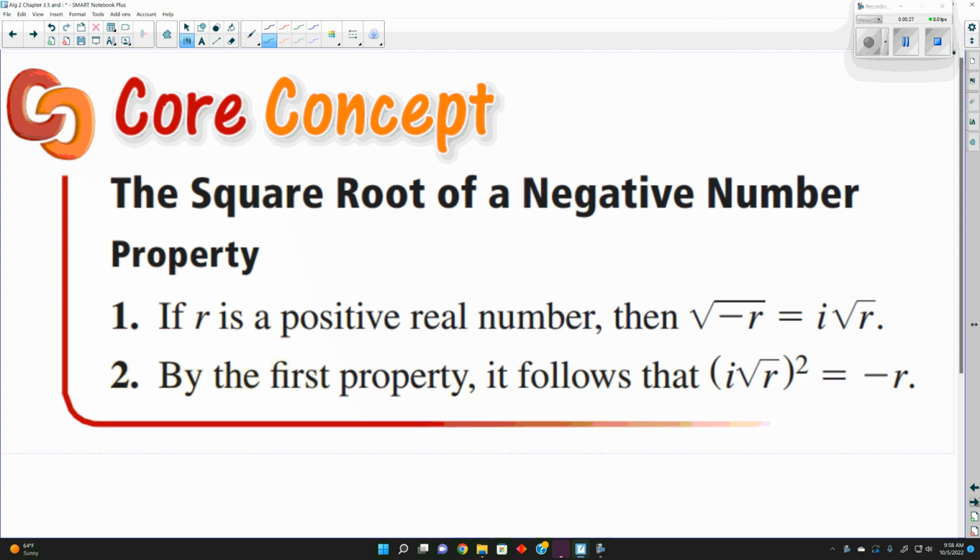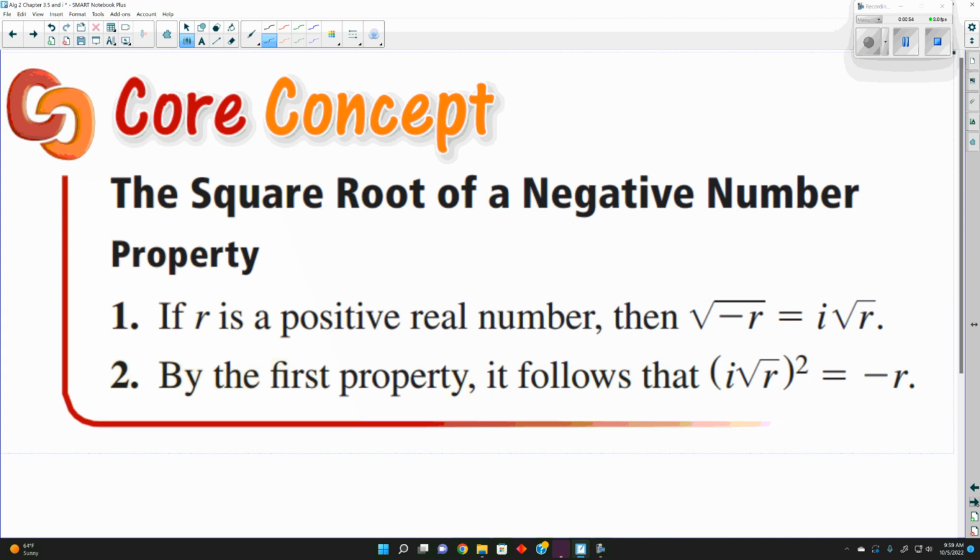This is the first thing we're going to look at. And again, I need to start getting to more of these slides so they're not as pixelated. The square root of a negative number property: if r is a positive number, then the square root of negative r is i square root of r. Now that's not saying we can't take the square root of r. We can just move i out and then deal with taking the square root of whatever r is.